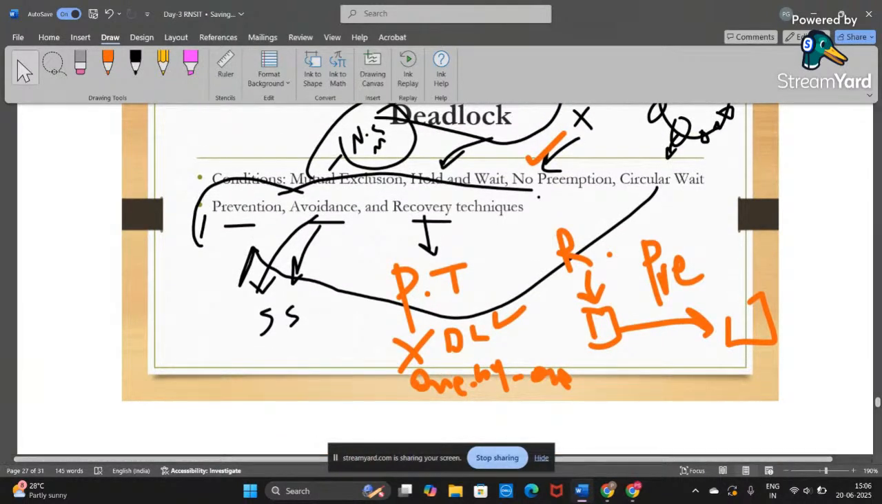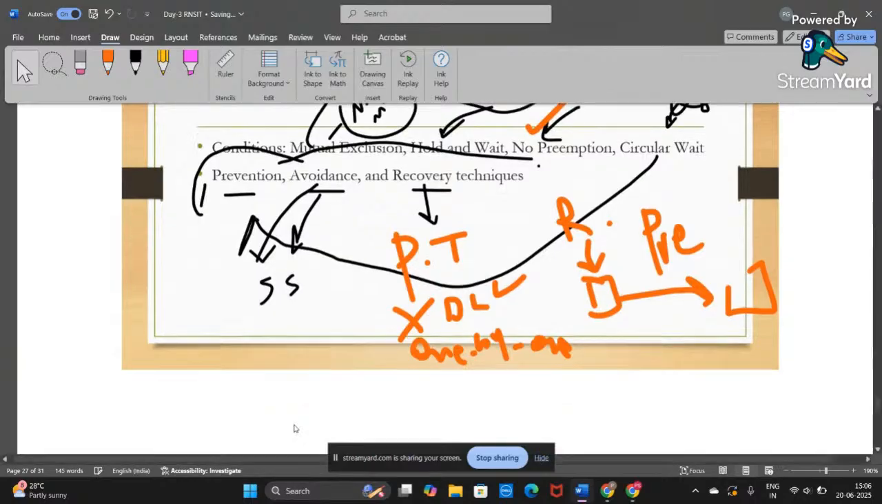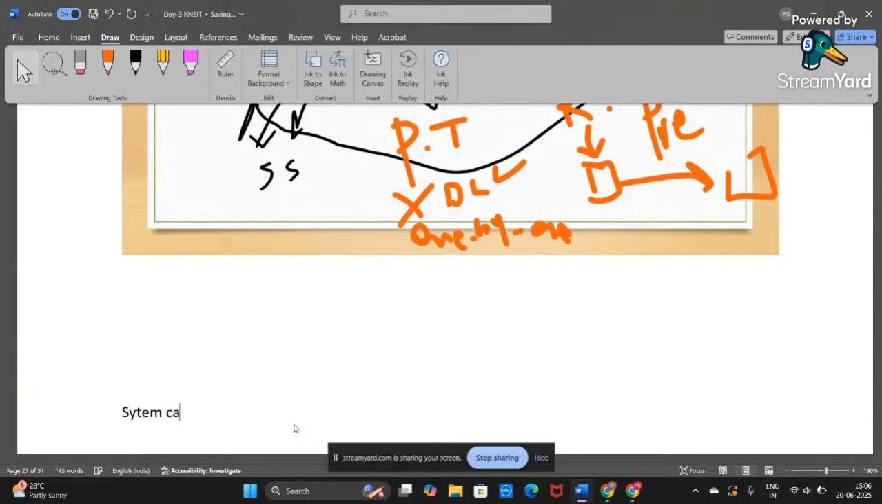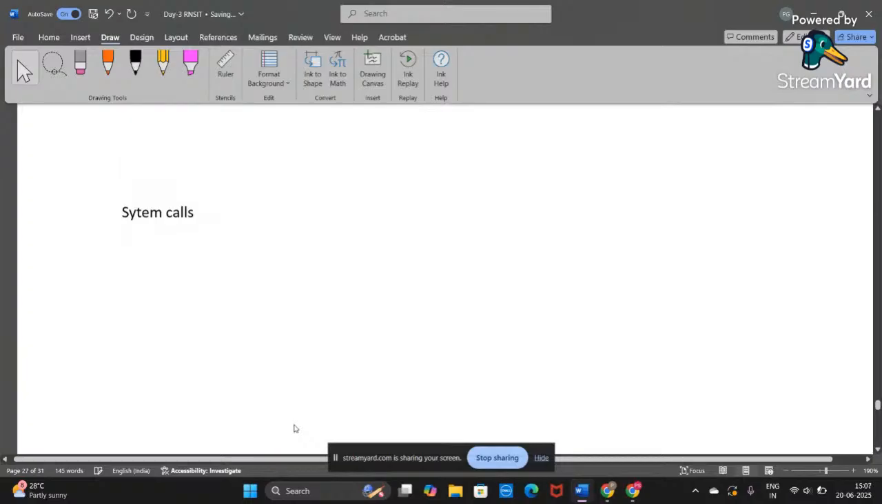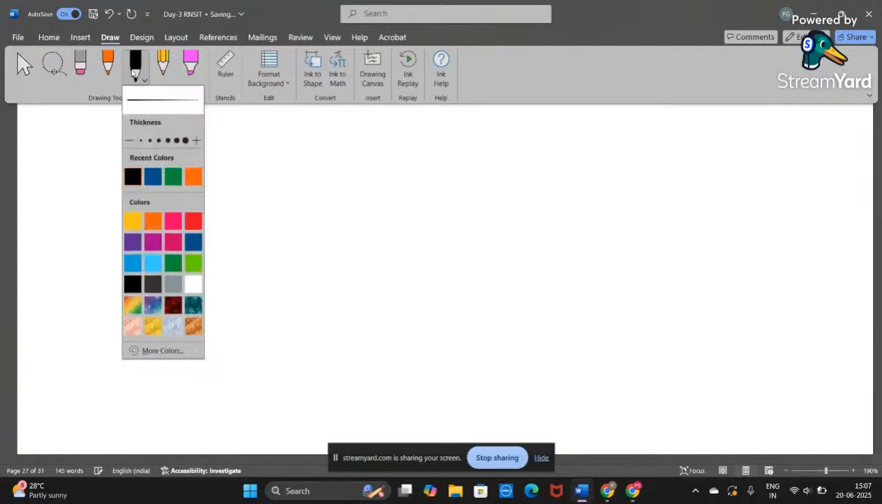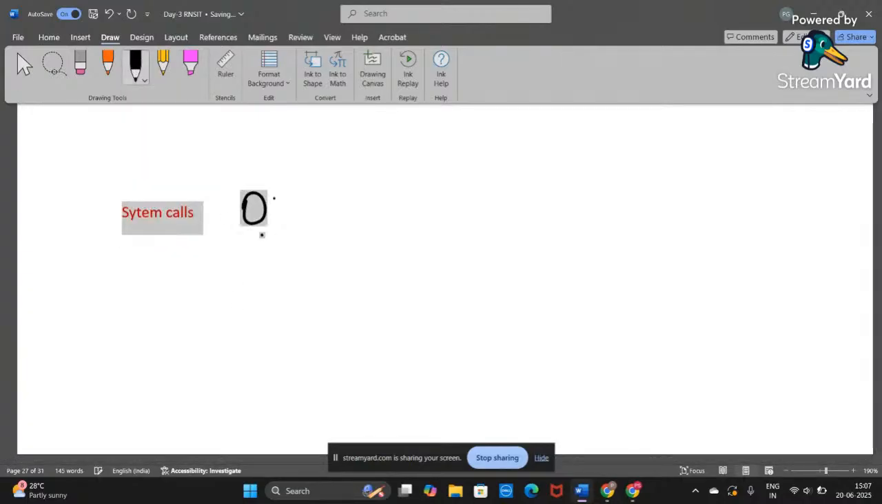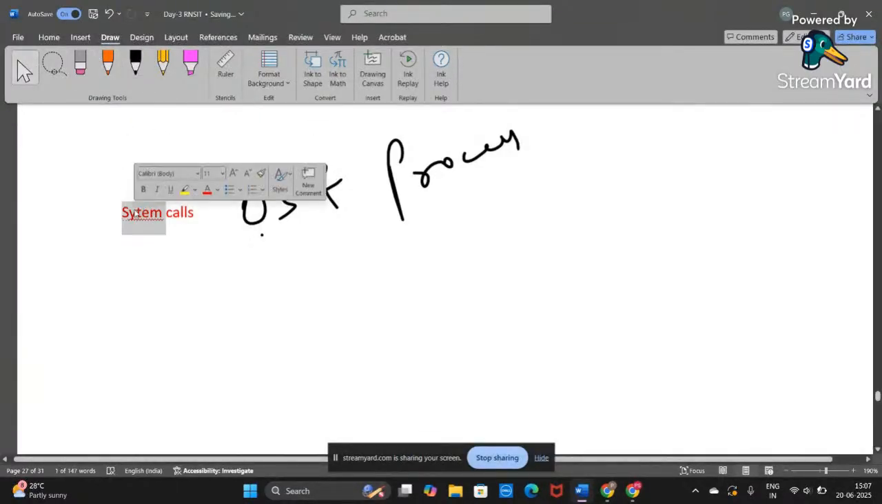We'll see about system calls in OS. System call means an interface between the process and the OS.